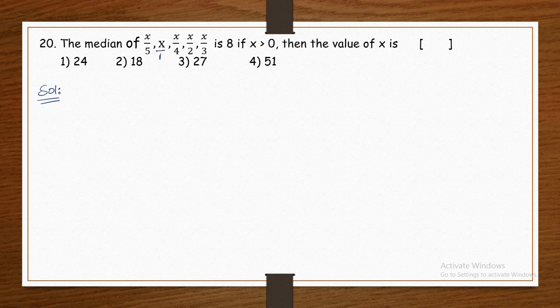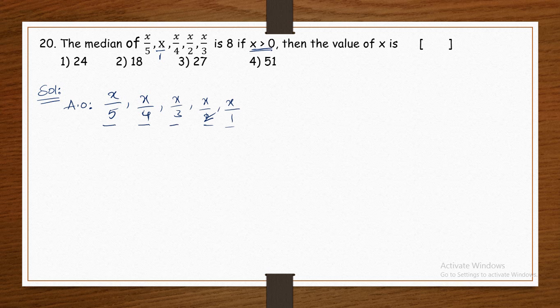That means if I keep it in ascending order, what comes first? x by 5, followed by x by 4, followed by x by 3, next x by 2, and finally x by 1, right? Since it is mentioned that x is greater than 0, that means the numerator is positive, so it depends on the denominator. If the denominator is greater, then the whole value will be lesser. So this is my ascending order. Now how many observations are there? 1, 2, 3, 4, 5.